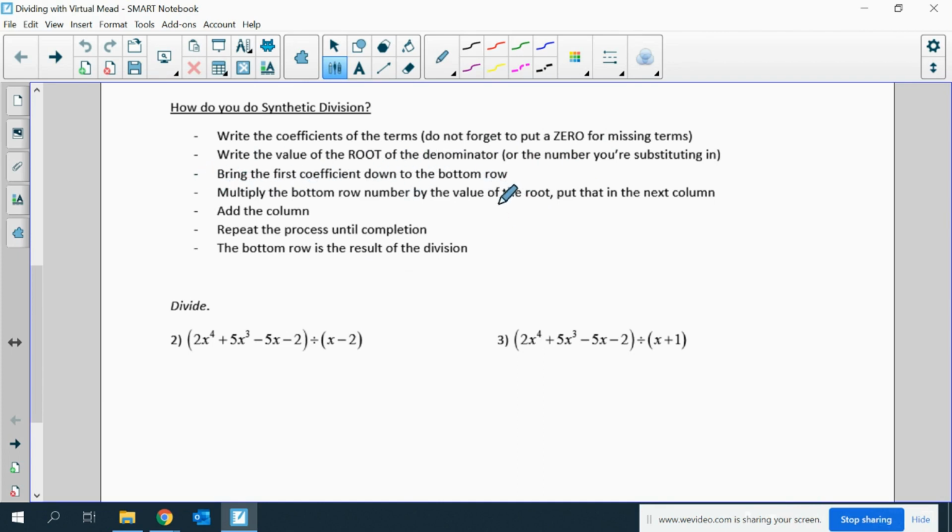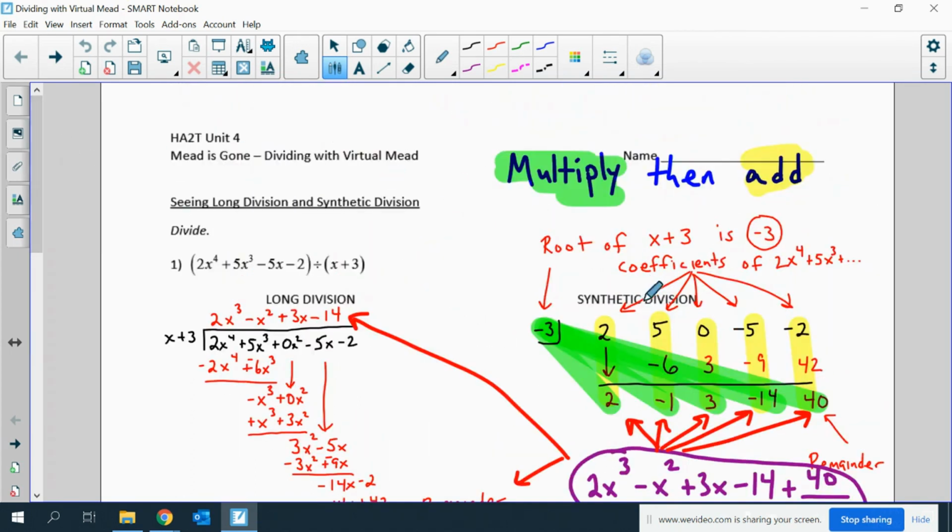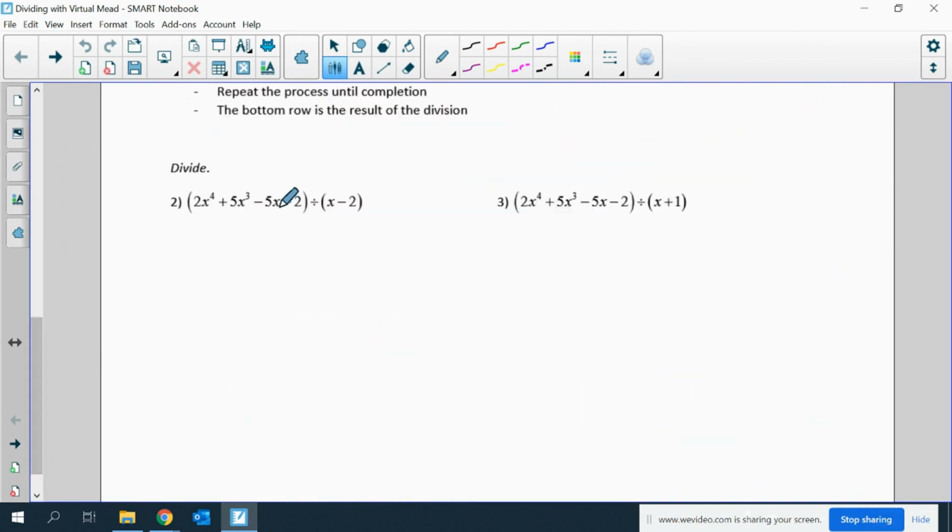Bring the first coefficient down to the bottom row, multiply the bottom row number by the value of the root, put that in the next column, then add the columns and repeat the process. You already saw this up here, but we will just do this a little bit more. If I have 2x to the fourth plus 5x cubed minus 5x minus 2, and I were dividing by x minus 2, or factoring x minus 2, I would say that it's a root at x equals 2.